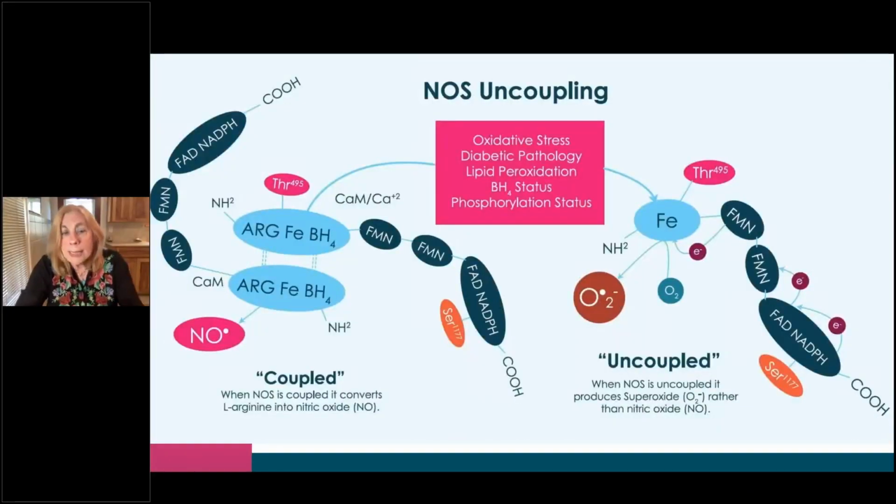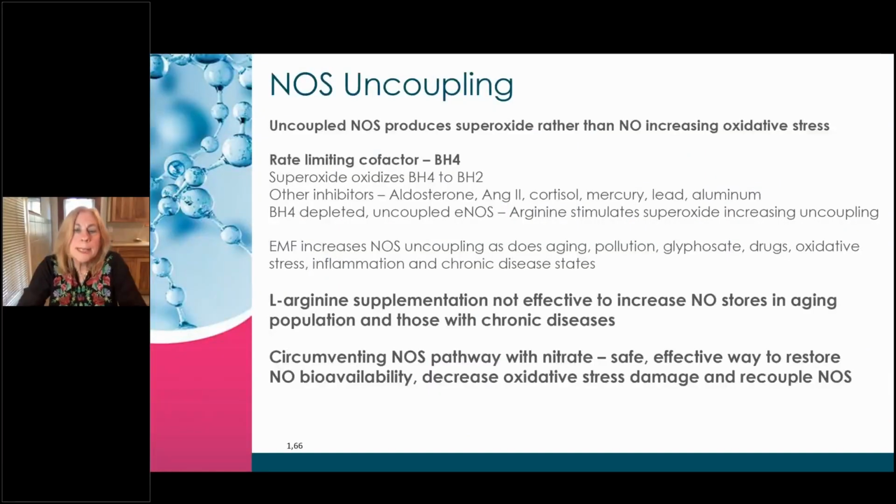So the NOS enzyme, when it's coupled, BH4 allows that coupling. The electron is handed down from your NADPH to your flavin molecules, your FAD, your FMN, onto the iron moiety of the enzyme. This hands that electron to arginine and oxidizes it to nitric oxide. When it's uncoupled, that electron is handed down, and instead of handing it to arginine, it hands it to oxygen, and oxygen becomes superoxide. So BH4 is what helps this NOS be coupled. When NOS is uncoupled, it becomes a superoxide generator, not a nitric oxide generator.